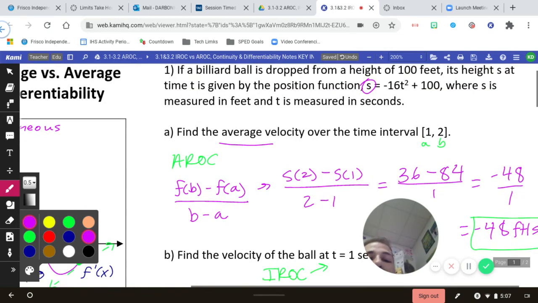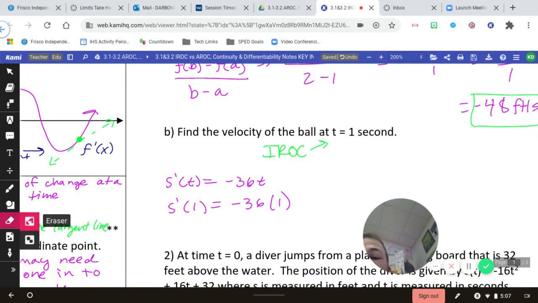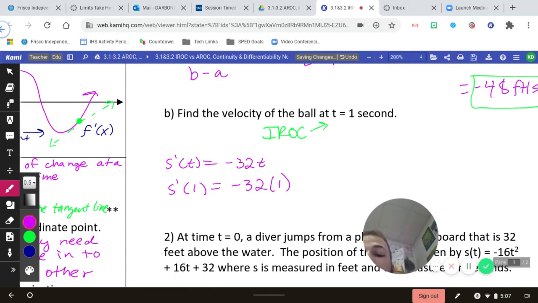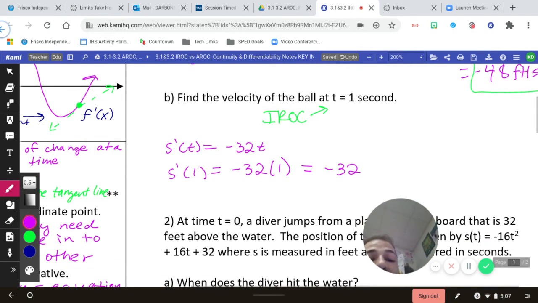Wait, 36. I'm a crazy person. 32. It's late, y'all. So negative 32 times 1, which just gives us negative 32. And this is still a velocity. So negative 32 feet per second.